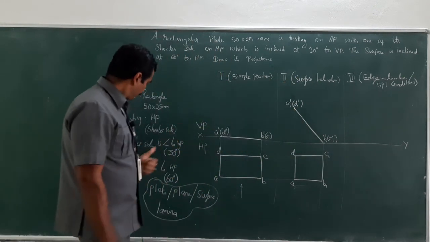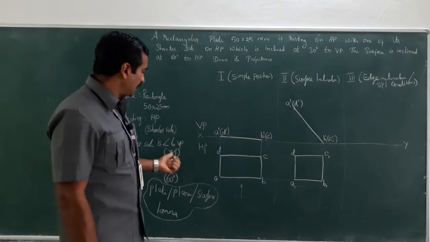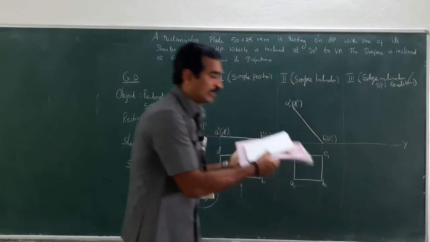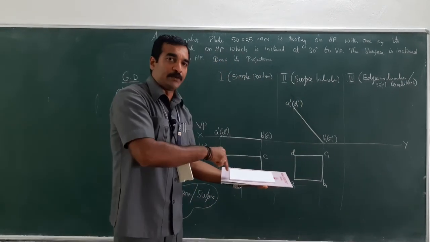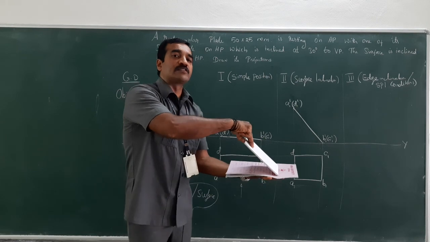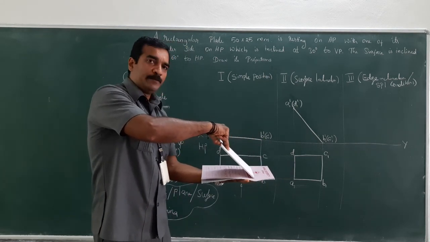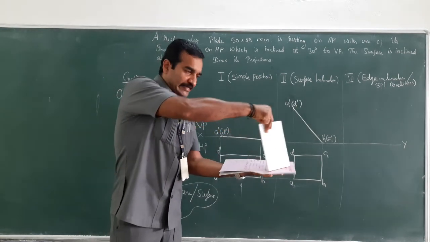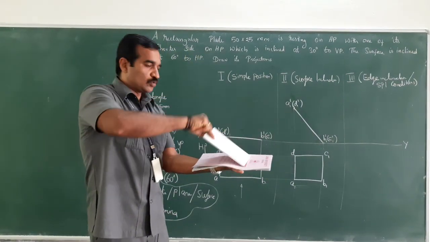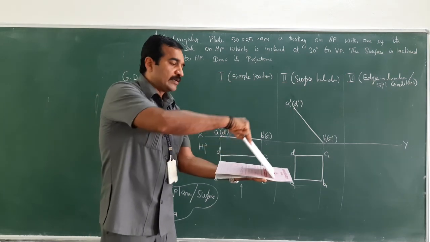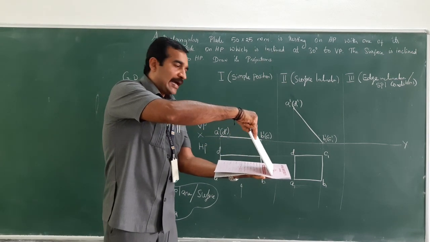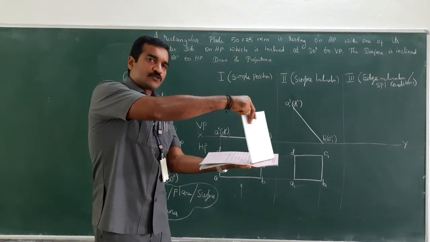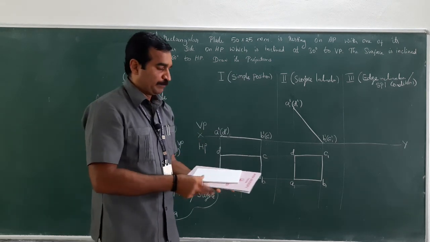Next, look at here. The shorter side is inclined at an angle of 30 degree to VP. The initial position was like this, resting on HP. It has been inclined at an angle of 60 degree to HP. Next, the shorter side, which is resting on the HP, is inclined at an angle of 30 degree. So, initial position, inclined to HP, and the shorter side is inclined at an angle of 30 degree to VP. This position I am going to capture over here, right?